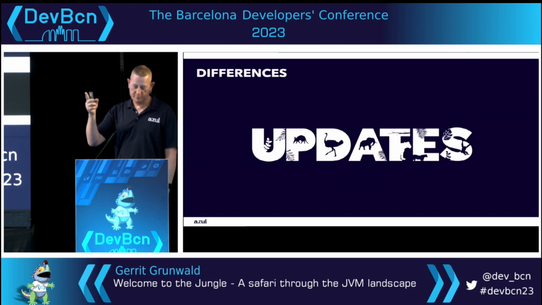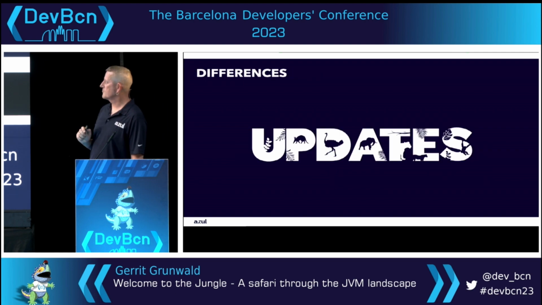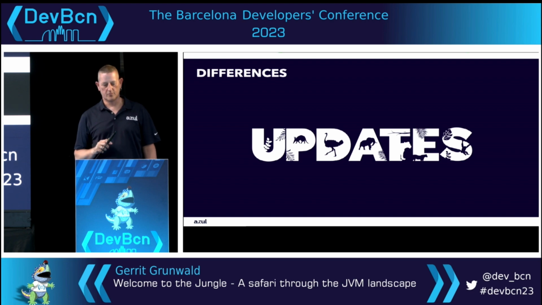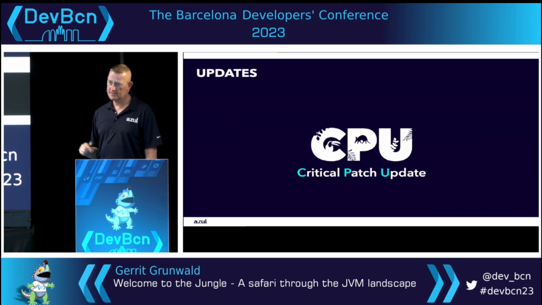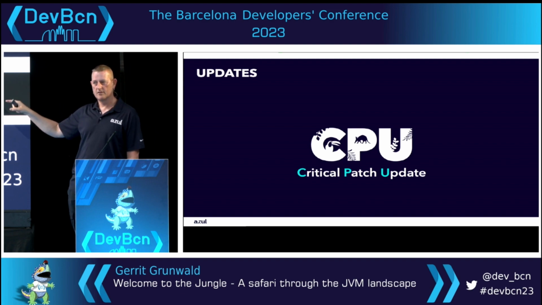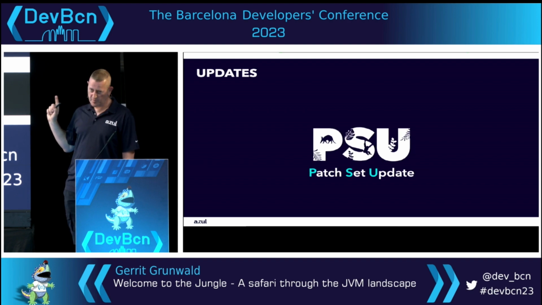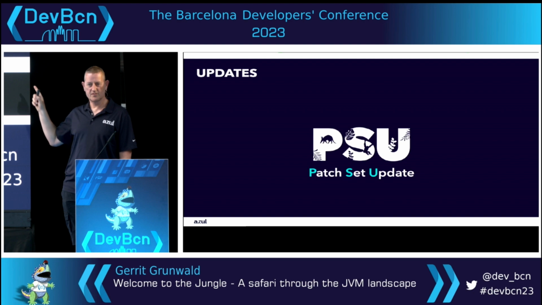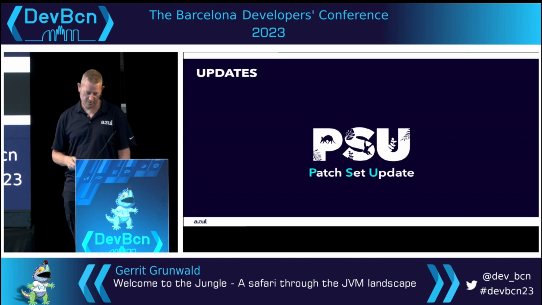And that leads me to updates, because this is also something that many people don't know. We have different kinds of updates. There's the CPU, or critical patch update. Who knows that? Just one or two, maybe. And then there's the patch set update. Who knows this one? Probably nobody. This is the stuff that all of you use, not the CPU, except the two people maybe.